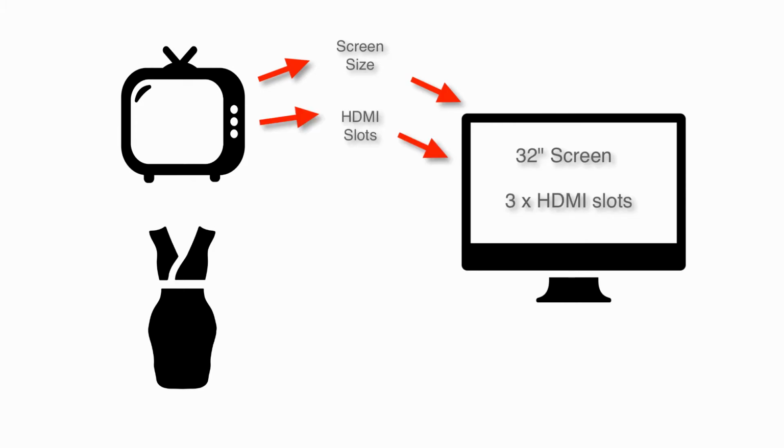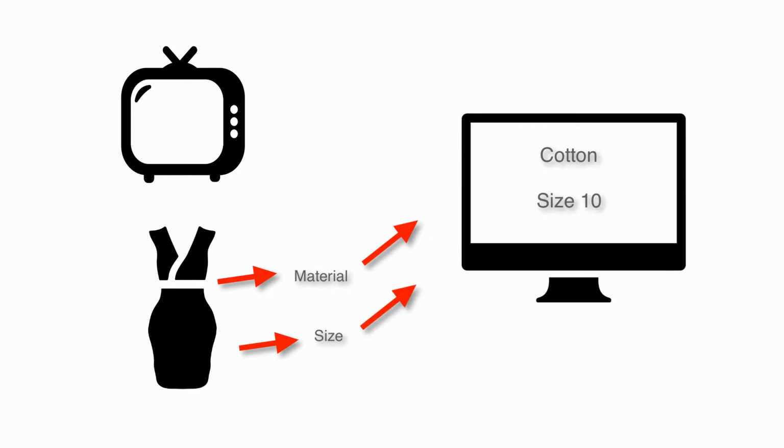We have TVs and we have dresses. Now, we have to define the answers to the questions for each of those. So for TVs, when we create a TV, we have to define what the screen size is. We have to define how many HDMI slots it has. And we have to put that in the product information. Likewise with the dress, we have to say what material it is, what dress size it is, and so on. We have to put that same information in there.